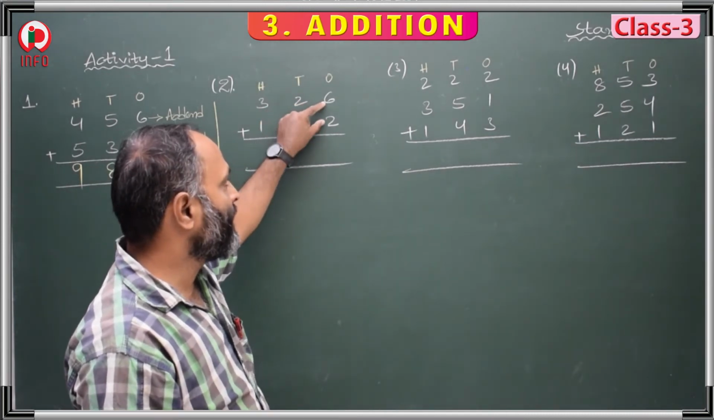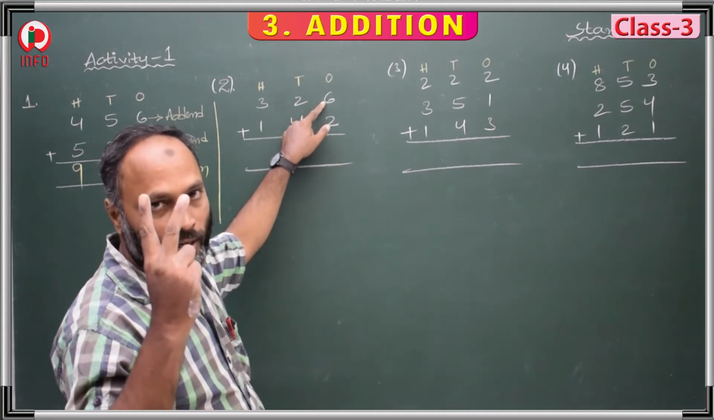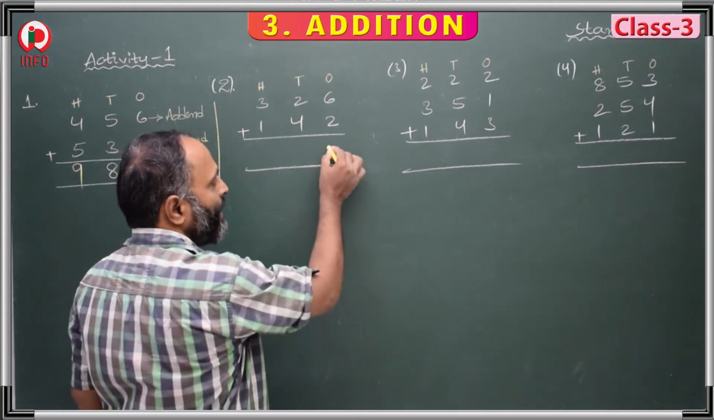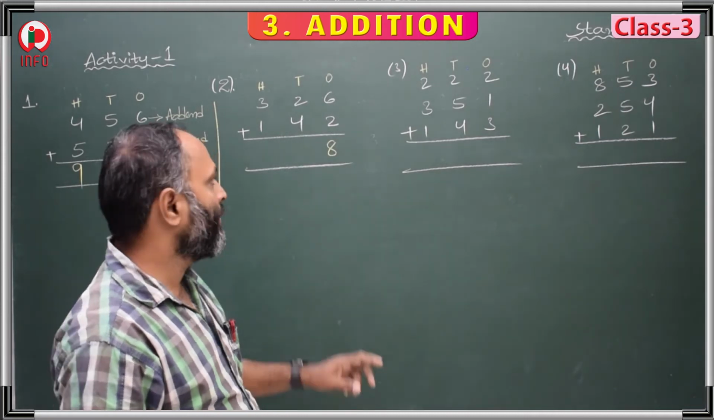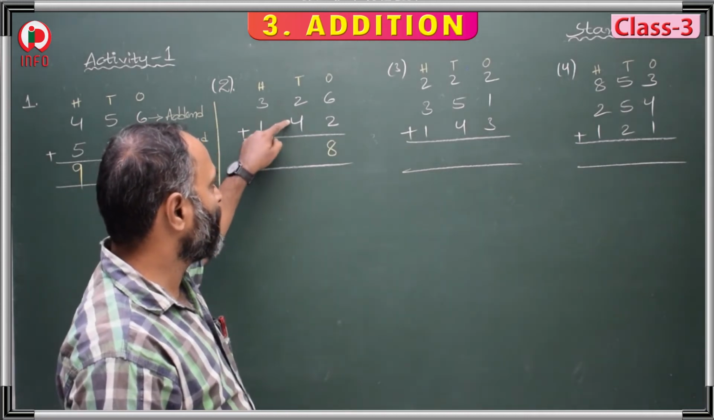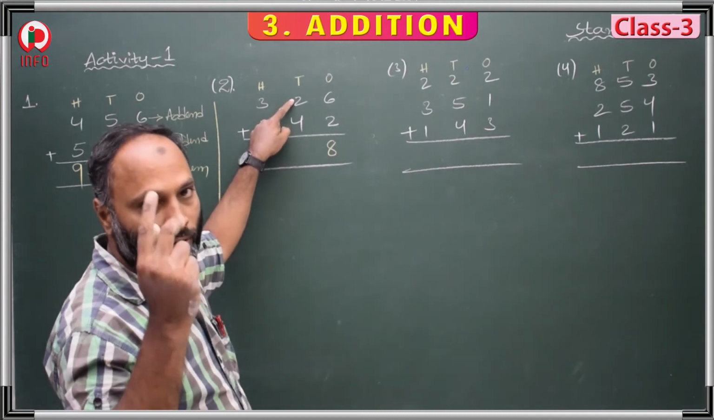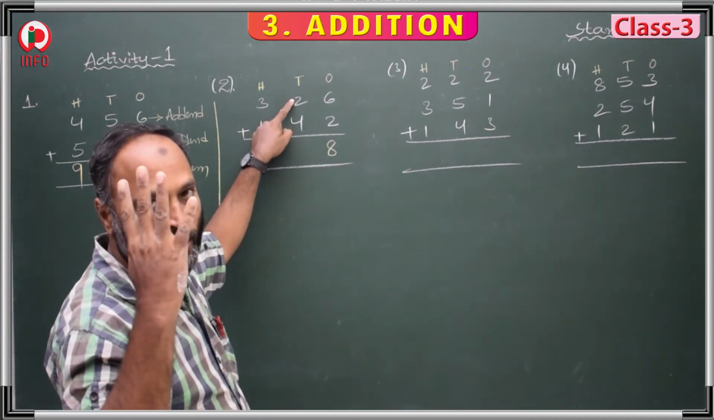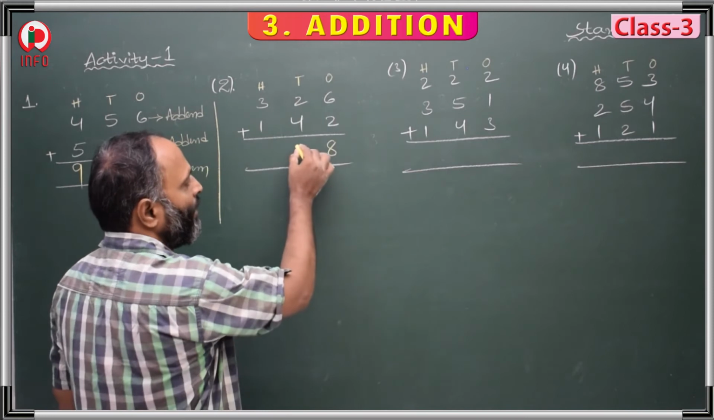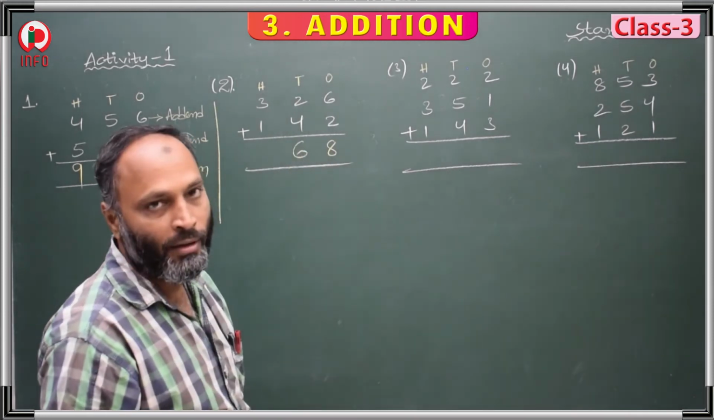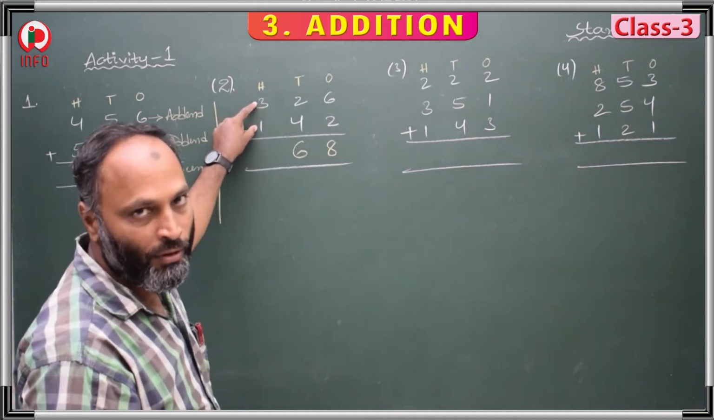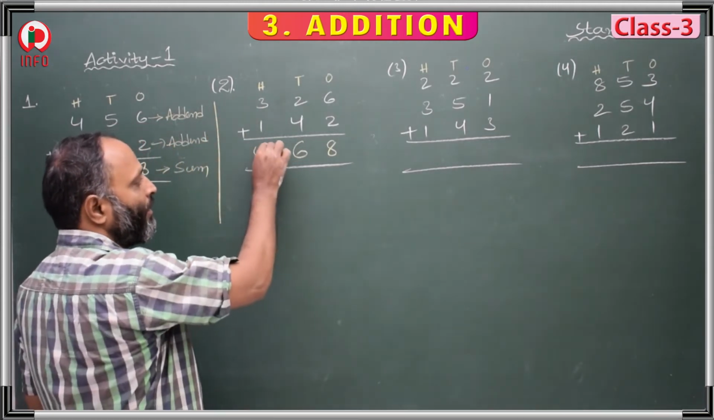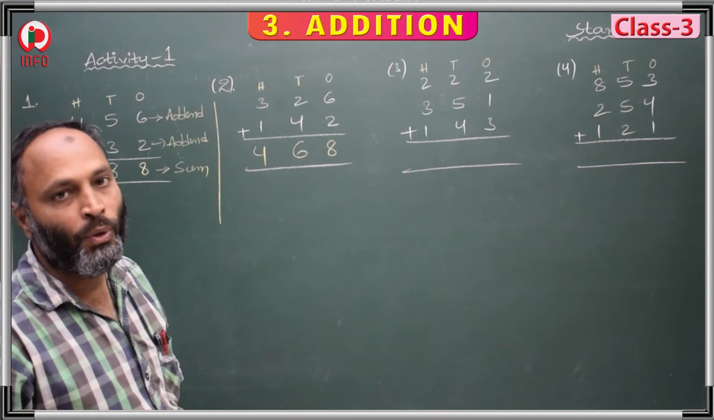First 6 and 2. 6, 7, 8. Here 8 is a single digit number. No need to regroup it. Next, 2 plus 4. 2, 3, 4, 5, 6. 6 is a single digit number. No need to regroup it. Then after that 3. 3 plus 1, 4. 4 is a single digit number. No need to regroup it.